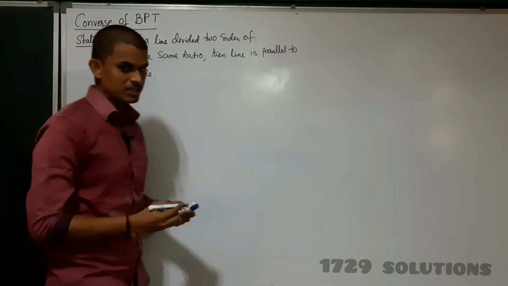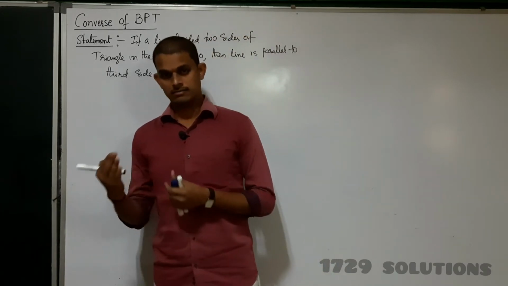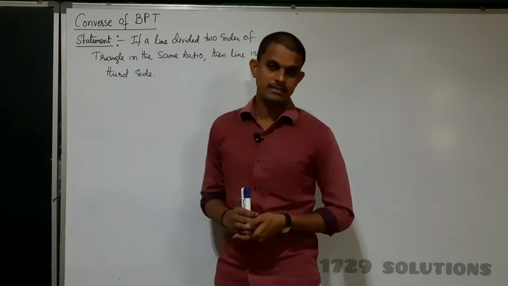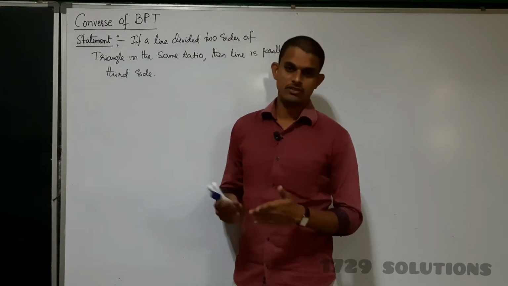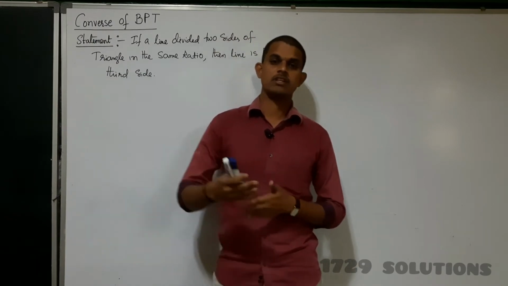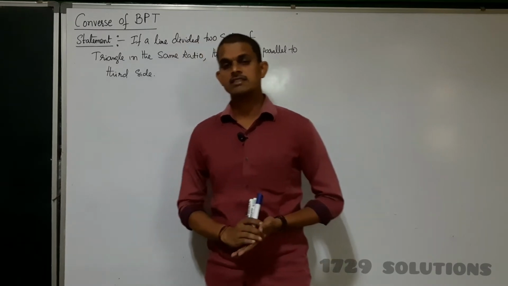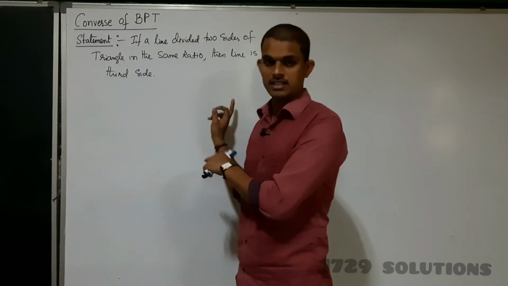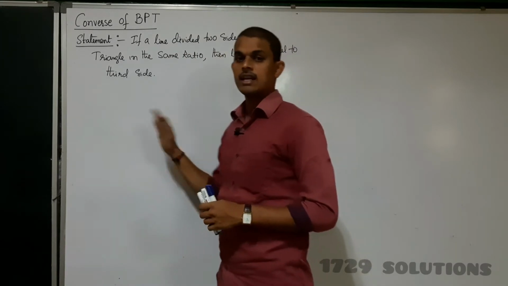First of all, what is the BPT theorem? First you need to know. If a line is drawn parallel to one side of a triangle, then the line divides the other two sides of the triangle in the same ratio. If you want to convert into the converse, the hypothesis becomes the conclusion. So it is converted into the reverse case. So what is the BPT once again? If a line is parallel, then it divides in the same ratio. What is the reverse of this? If a line divides in the same ratio, then the line is parallel.